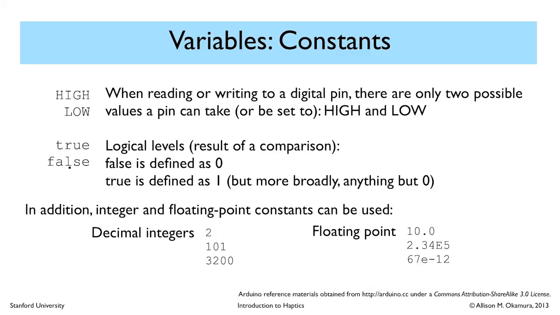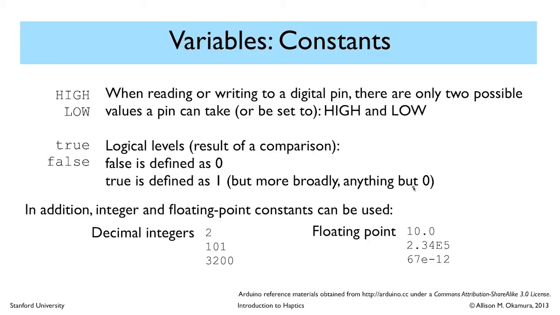The first is just constants. High and low are values that are useful for defining reading or writing to a digital pin. And there's really only two possible values, high, which is a 1, or low, which is a 0. Similarly, there are also logical levels. Interestingly, the high and low are defined all uppercase, but true and false are lowercase. False is defined as 0. True is defined as 1, but more broadly, it can be anything but 0.